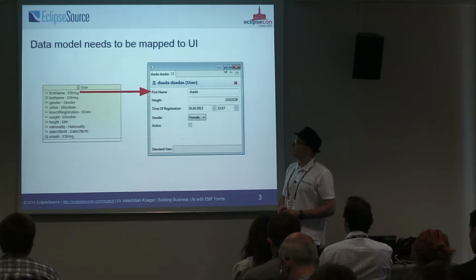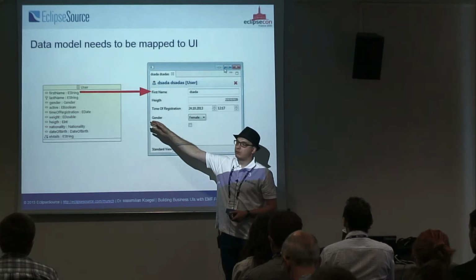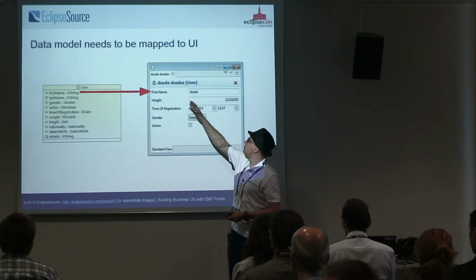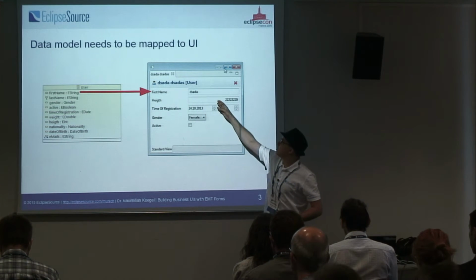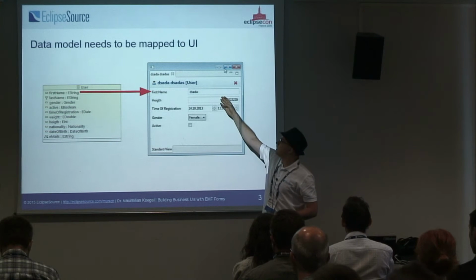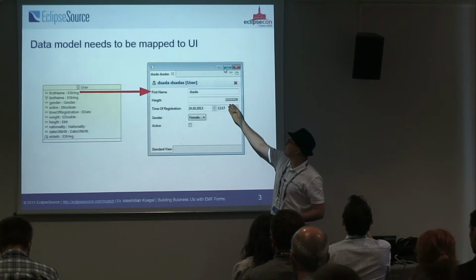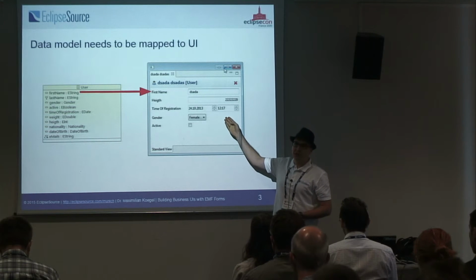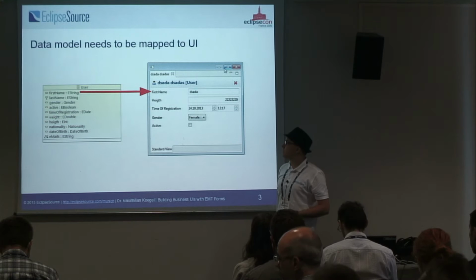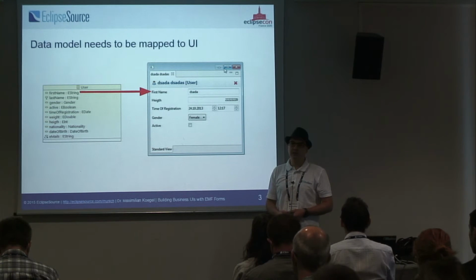So the idea is that the first name from an instance of that class is being displayed in an appropriate field, which should have a label. The field should support the respective type. So in this case, it's a text field. In this case, it should be a number field. If it's a date, that depends on whether you have a date with a time or not, then it looks different, or it is a drop-down in the case of an enumeration.